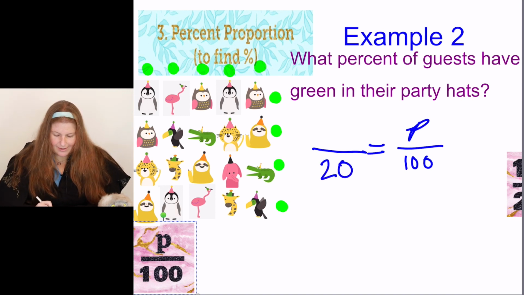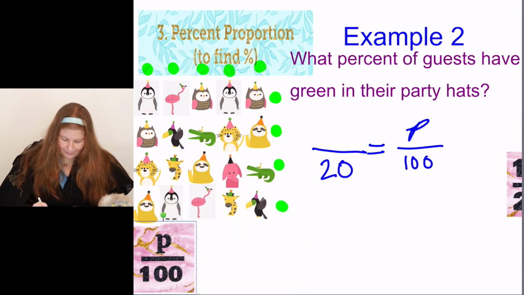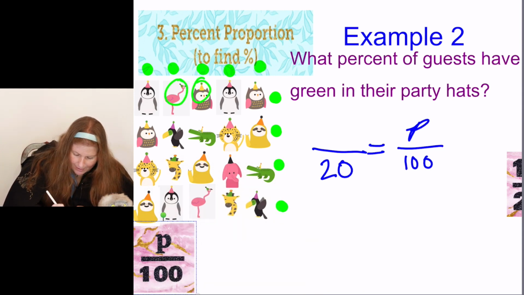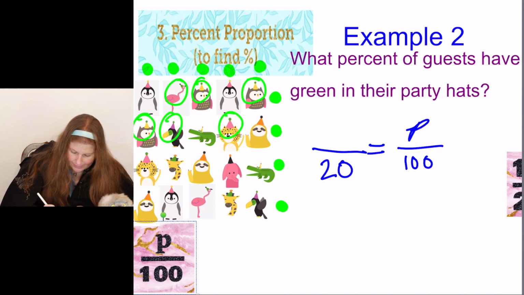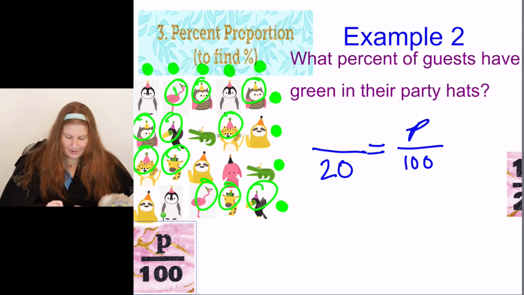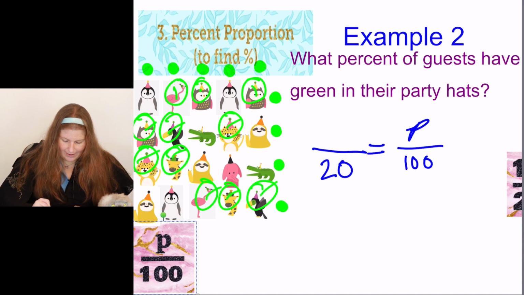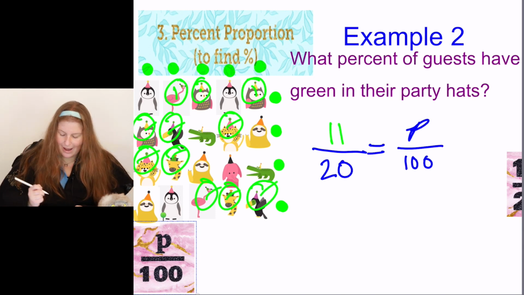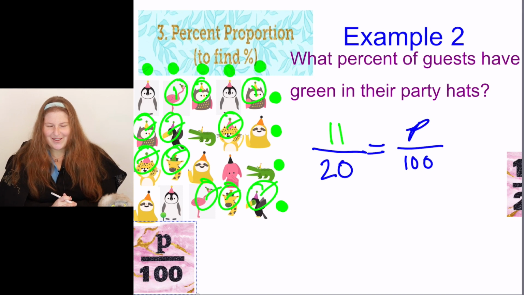Awesome. Now let's count how many of them have green in their party hats. All right. This guy, yes, no, yes, yes, yes, no, yes, no, yes, yes, no, no, no, no, no, yes, yes, yes. Let's count how many that was. 1, 2, 3, 4, 5, 6, 7, 8, 9, 10, 11. So I know that 11 out of 20 party guests have green in their hats.